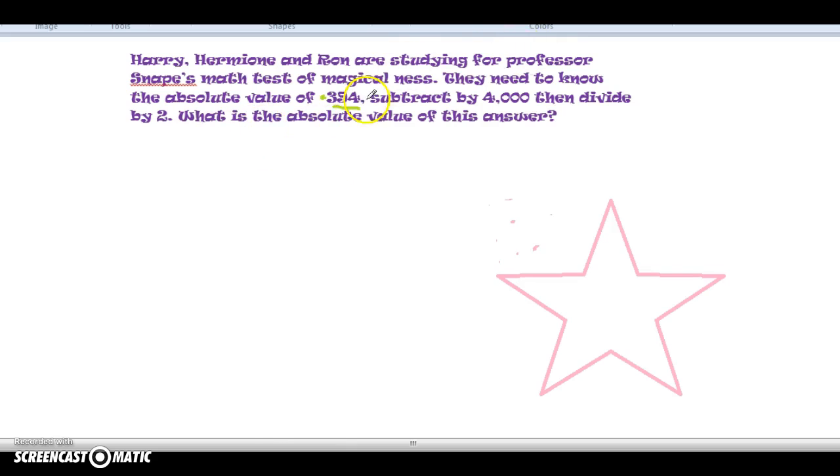So now we need to subtract by 4,000. So we need to have 4,000 here. Yes, 4,000. And have 394, not negative 394. Regular positive 394 here. And we need to start subtracting.